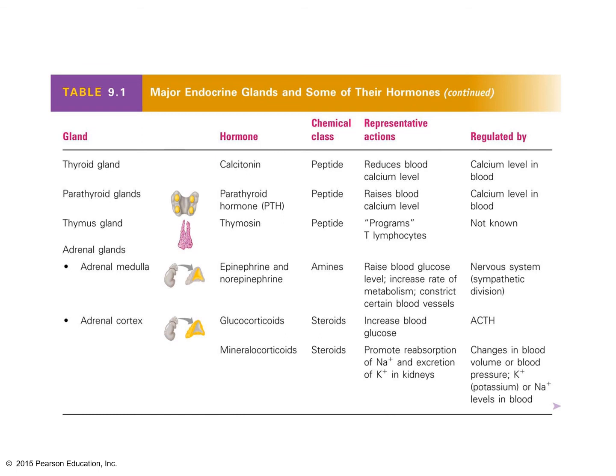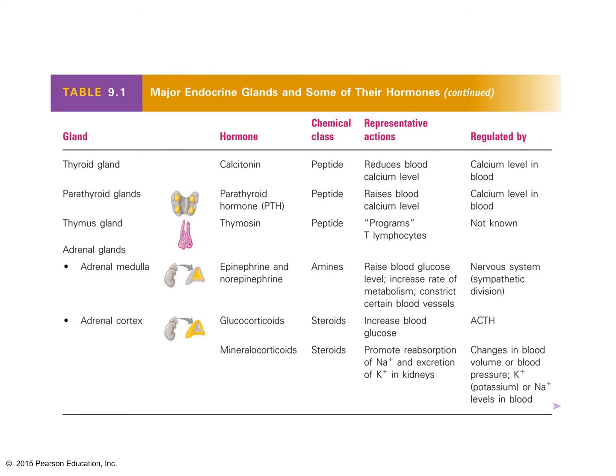We'll skip over the thymus gland, that will not be on the exam, and move to the adrenal glands, which are composed of the adrenal medulla and the cortex. The medulla makes epinephrine and norepinephrine. In general, these are going to deal with sympathetic nervous system response. So because of this, they raise blood glucose, increase rate of metabolism, and constrict certain blood vessels. So think fight or flight response.